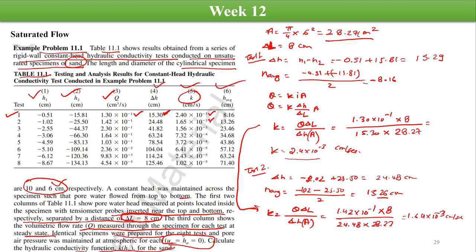So for the two tests we have determined, and similarly we can determine for other tests also. That will give you the variation in the values of hydraulic conductivity based on these facts which we have observed.